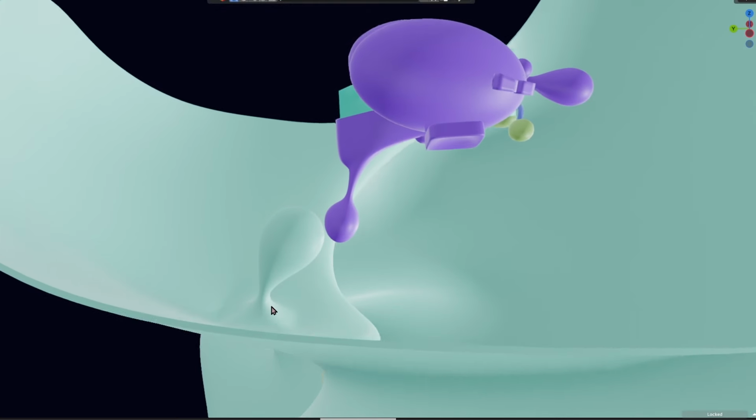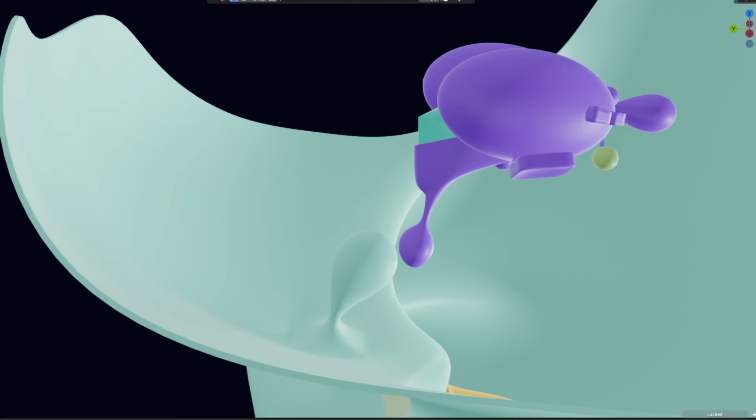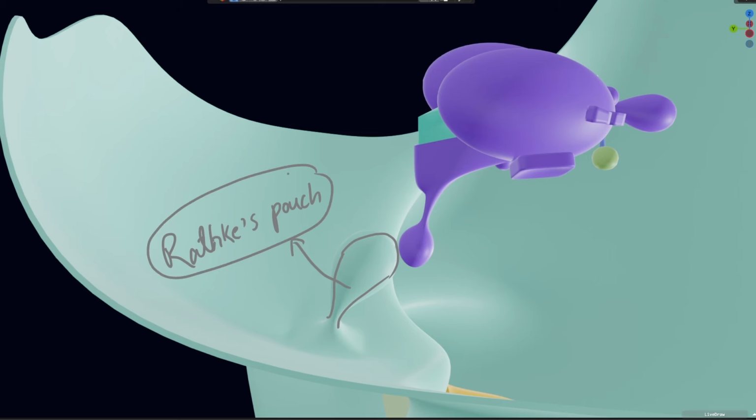Now this invagination has a very special name. It is called Rathke's pouch. It is named after the scientist who first described it. You will have to remember this name because it is very important and often asked in exams. So this is Rathke's pouch.